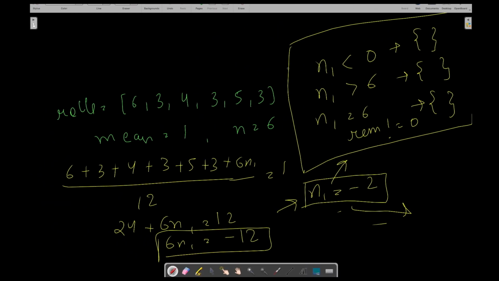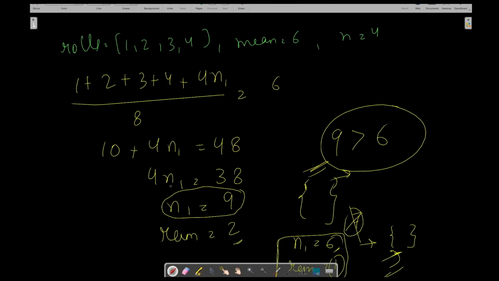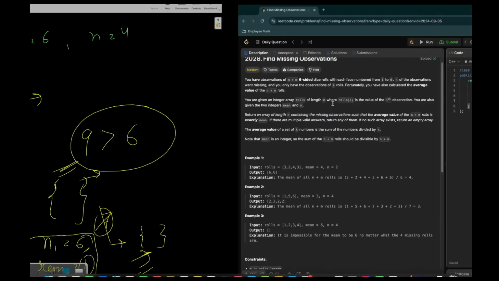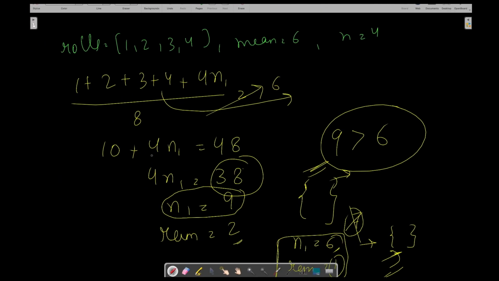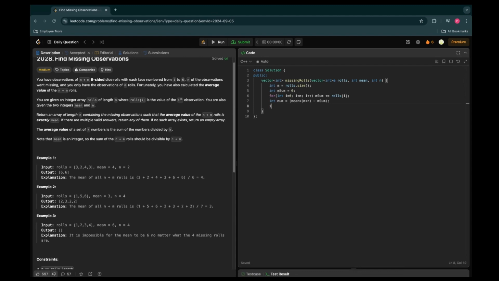Num is this number, mean multiplied by m plus n minus m sum, right? So we have calculated this. Now we need to divide it by n to get our observation, and to find whether this is greater than or equal to 6 or not, to apply those conditions. So what will our observation become? Num by n, right? And what will our remainder become? Num modulo n.